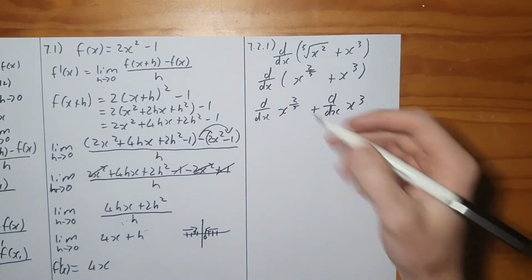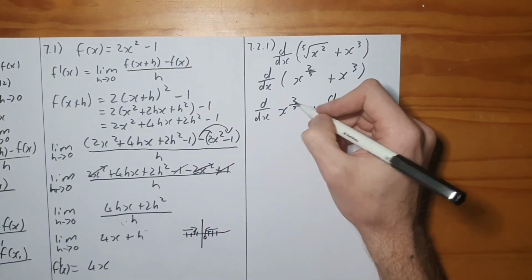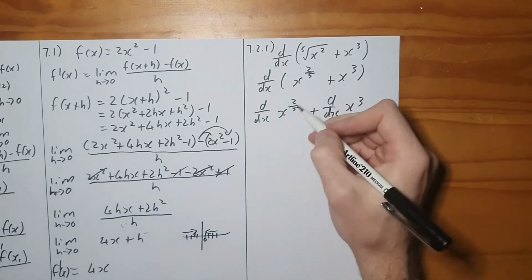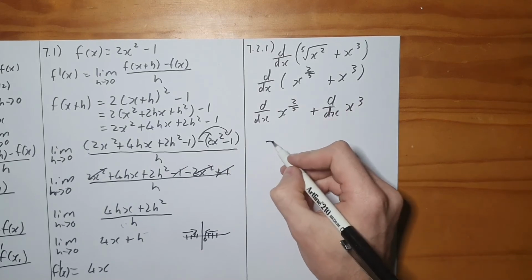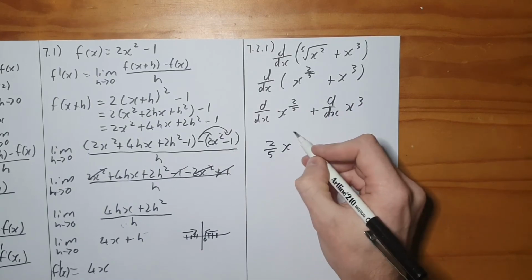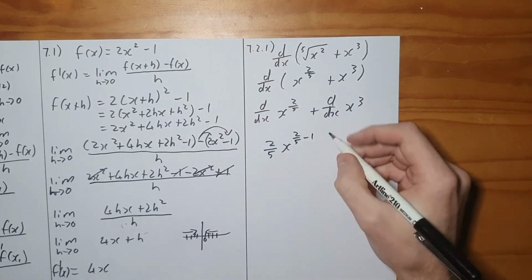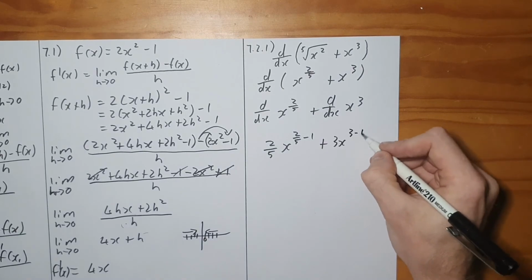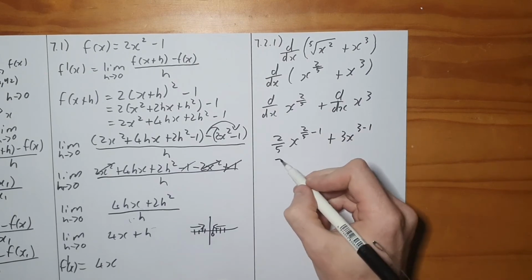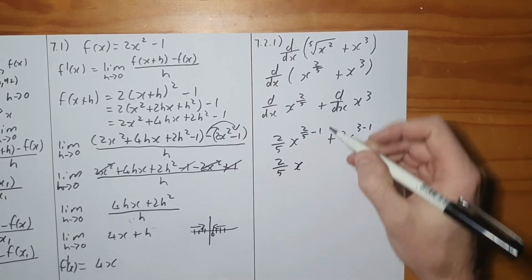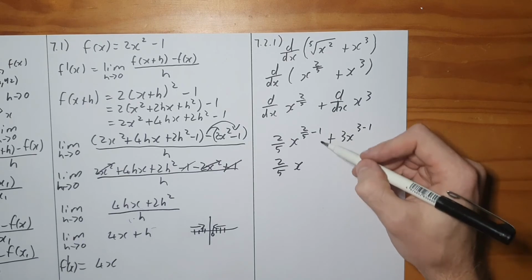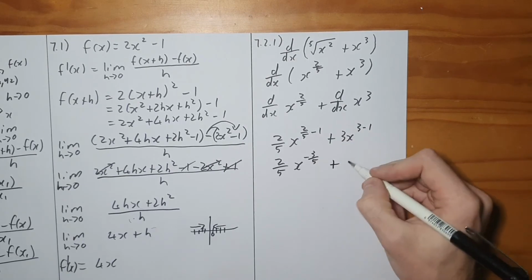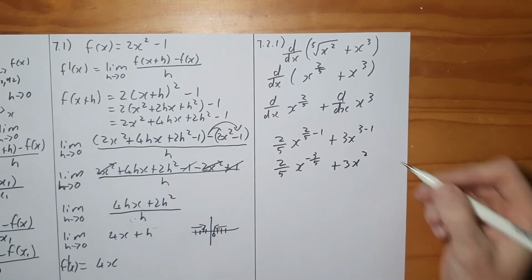Okay, so how does it work? We minus 1 from the exponent, and we take the original exponent and multiply it by the number in front. Because it's a 1, this becomes 2 over 5 x to the 2 over 5 minus 1, plus 3x to the 3 minus 1. Sorting all this out, we'll end up with 2 over 5 x. Now, this can be written as 5 over 5, so 2 minus 5, that's negative 3 over 5, plus 3x to the power of 2.